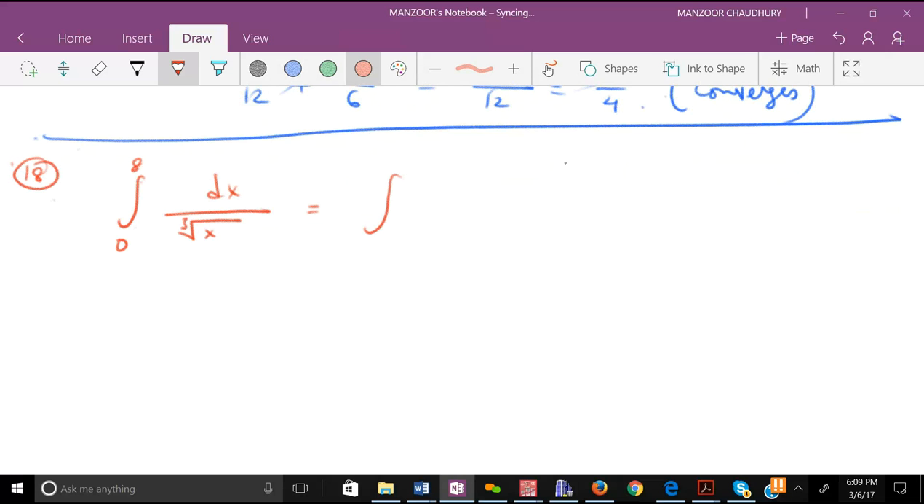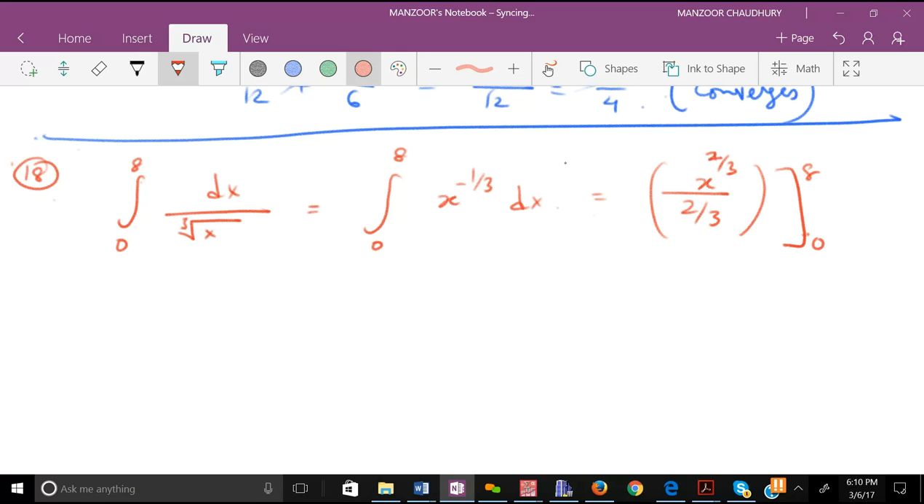It's like 0.8 h to the negative 1/3 dx. So that's kind of easy. All you do is add 1: x to the 1, x to the 2/3, divide by 2/3. That should be from 8 to 0, right?